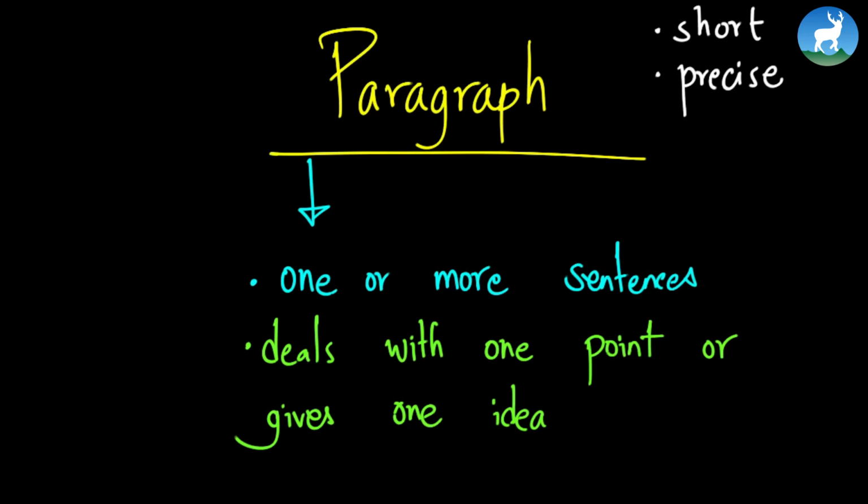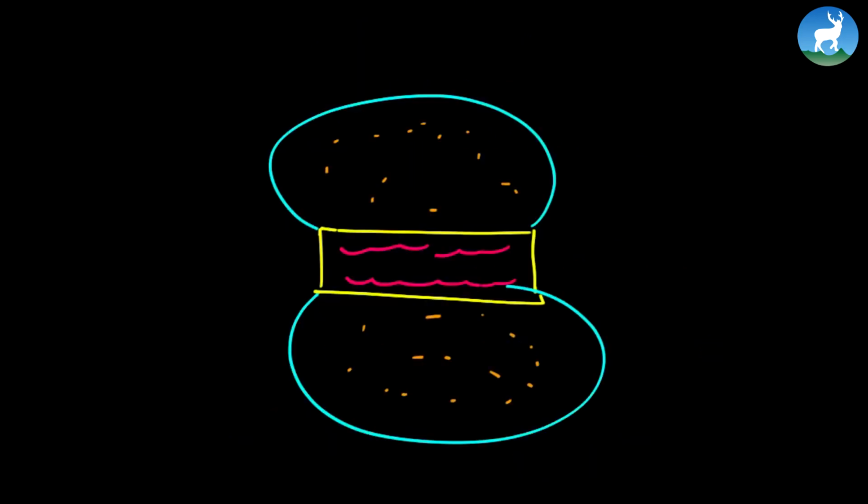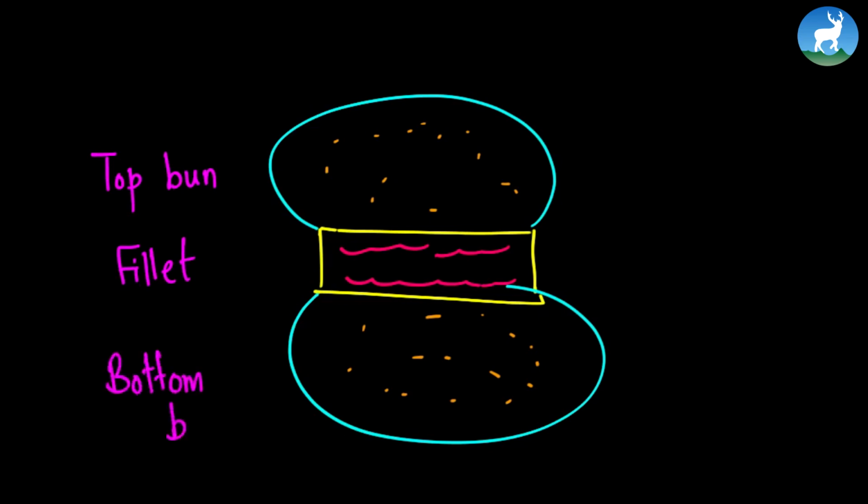That's a paragraph. So how can we write a wonderful paragraph? Now there's a method for that. We call it the burger method. Now let's imagine this is a burger. Well, it doesn't really look like one, but let's imagine it, okay? So the top part is called a top bun, and this is more like a fillet, or the middle piece where a lot of meat is, and the last part is called the bottom bun. So it has got these three elements: top bun, fillet, and bottom bun.